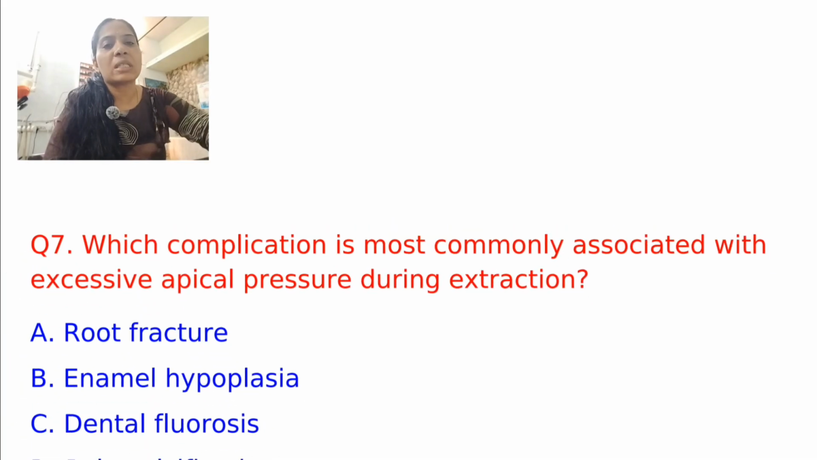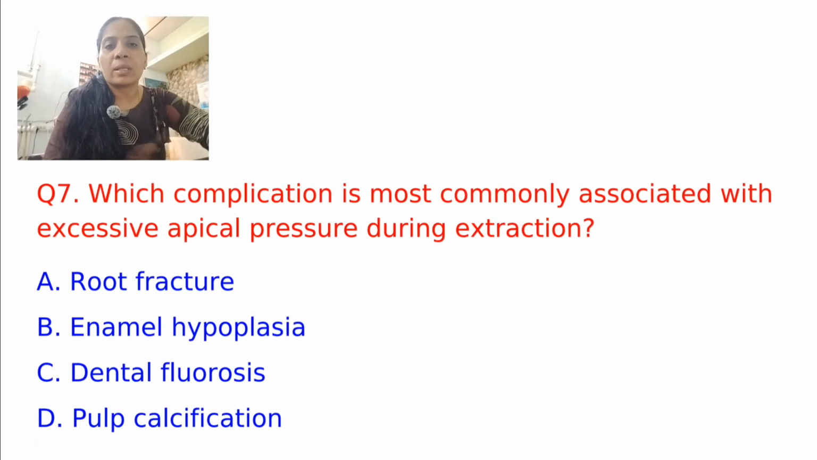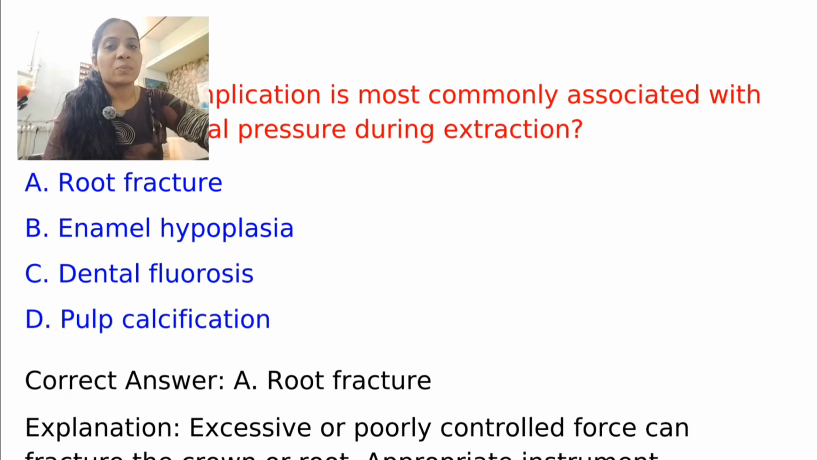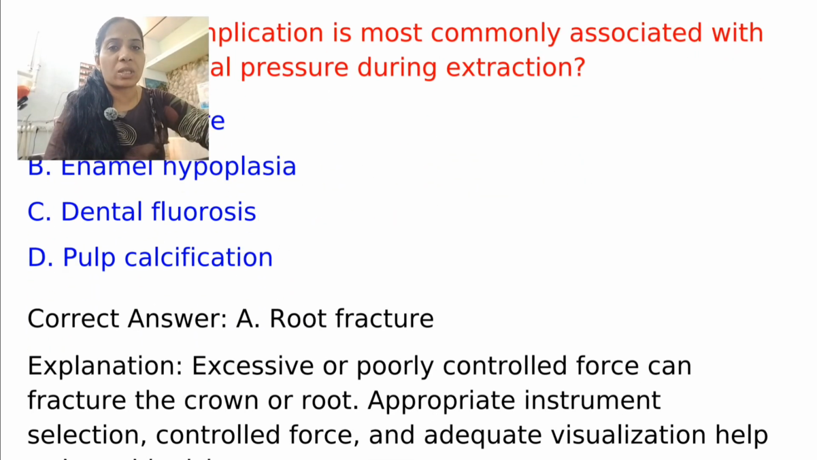Next question, question 7. Which complication is most commonly associated with excessive apical pressure during extraction? Option A, root fracture. Option B, enamel hypoplasia. Option C, dental fluorosis. Option D, pulp calcification. And the correct answer is root fracture.